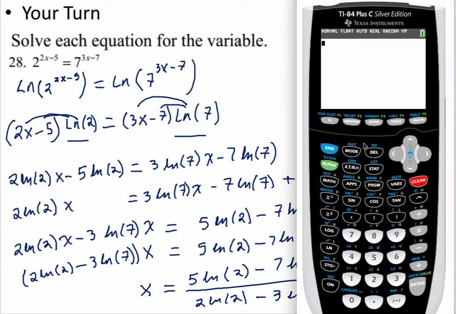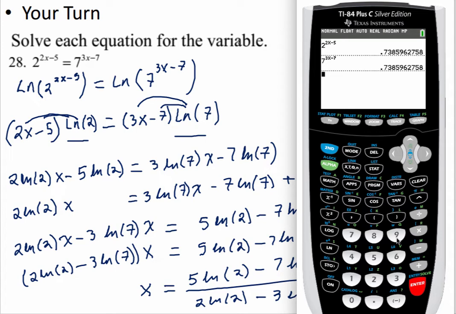So now x is 2.2814, blah, blah, blah. Now, why did I do that? Well, because what I want to do is take 2 and raise that to the 2x minus 5. And then I want to take 7, and I'll raise that to the 3x minus 7. And you go, yay, do the chicken dance, because it looks like it worked, right?